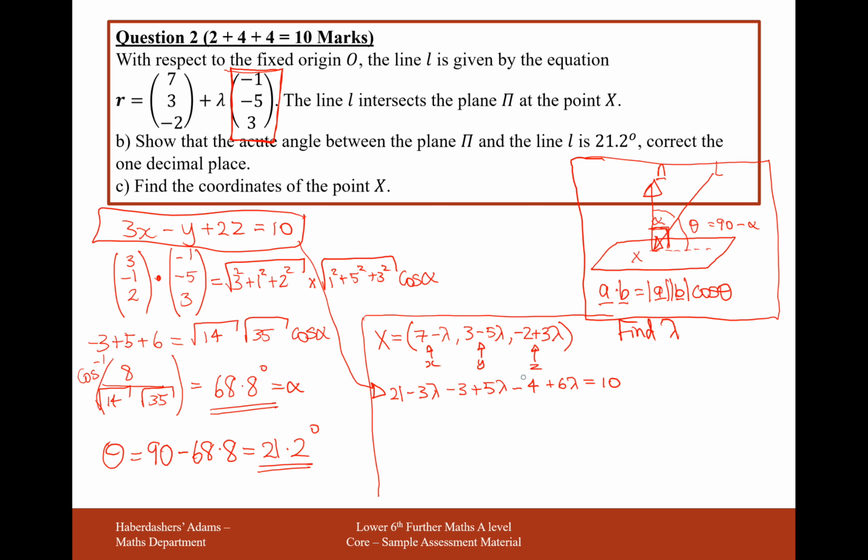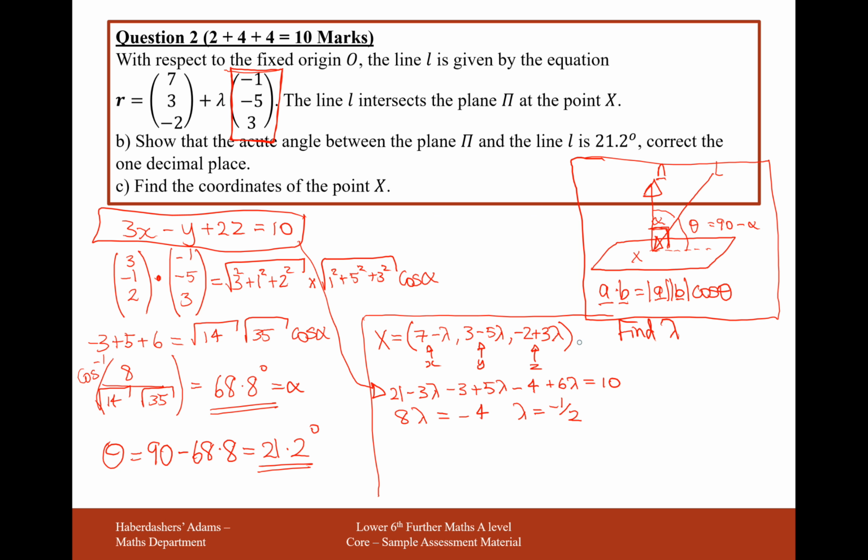So grouping all of our lambdas together first, we're going to get 8 lambda equals 10, take away the 21, we'll get -11, add on the 3, we'll get -8, and add on the 4, and we're going to get -4. So here lambda equals -1/2.